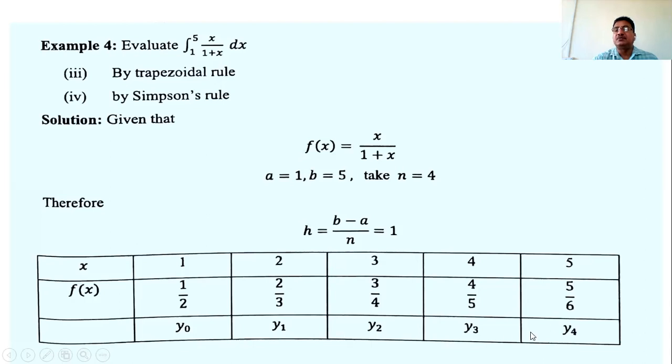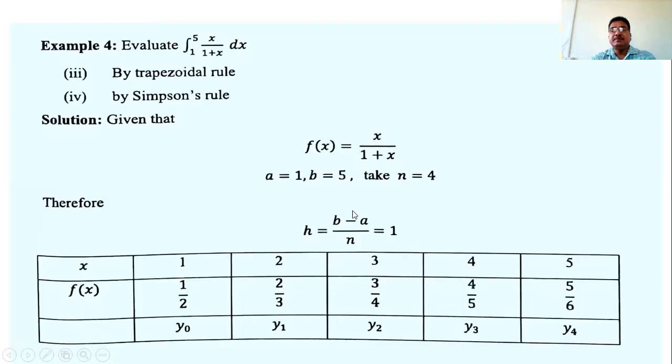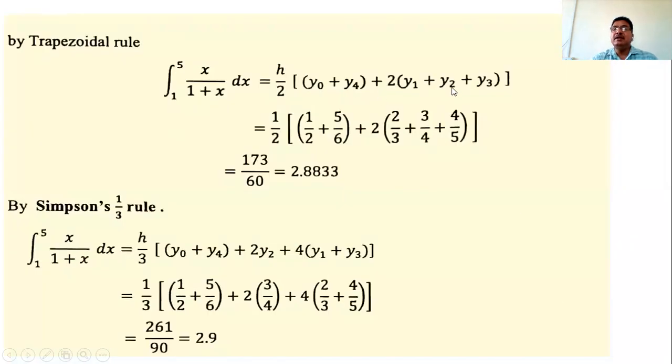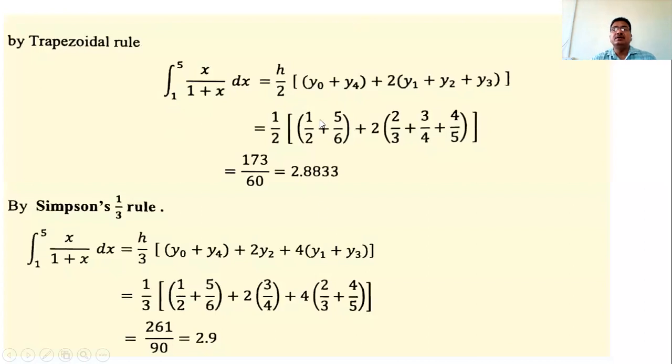and naming these values of y or f(x) by y0, y1, y2, y3, y4. And write the trapezoidal rule for the integration from 1 to 5 of x/(1 + x) dx, that is, the integral from a to b of f(x) dx is what? h/2. The trapezoidal rule is what? h/2 in bracket first value plus last value. So what is the first value? y0. Last value is y4, plus 2 times the remaining. What are the remaining? y1, y2, y3. So this is the trapezoidal rule. Substitute the values and find the answer. The answer is what? 2.8833.